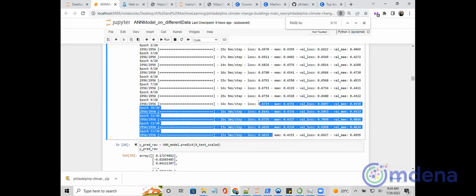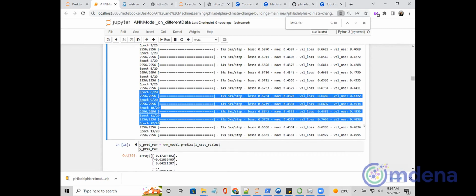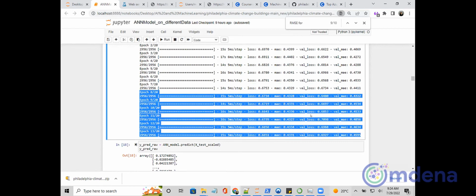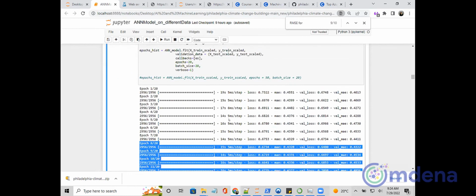Because if you go back 5 before 13, you can see it stopped improving the model. That's the reason I've used early stopping, so that once that threshold is reached and it stops improving, it will stop running the model.